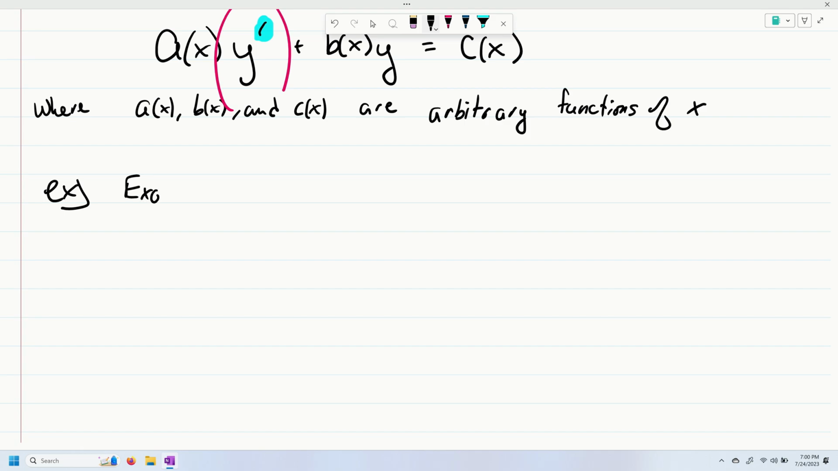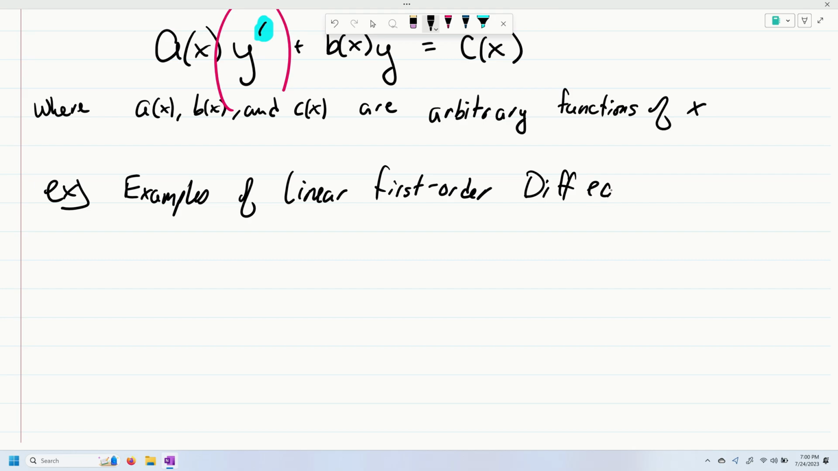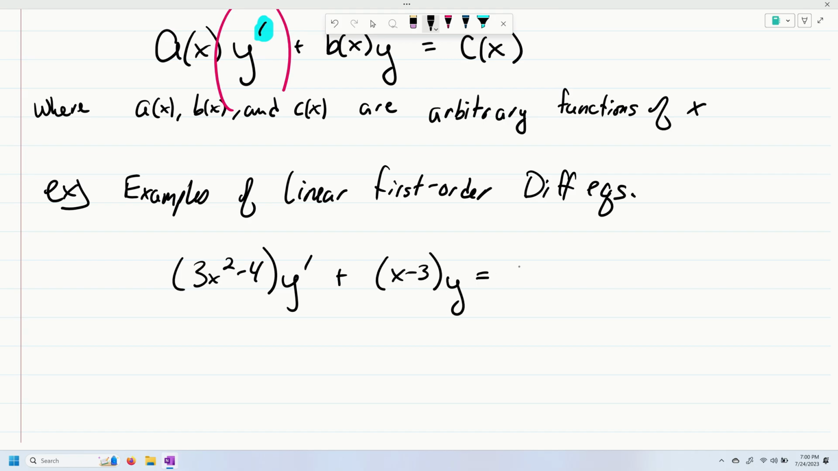So examples of linear first order diffs. And you're going to notice a common theme with all of them. Here's the first one. The quantity 3x squared minus 4 times y prime plus the quantity x minus 3 times y equals sine of x. So this is a linear first order.